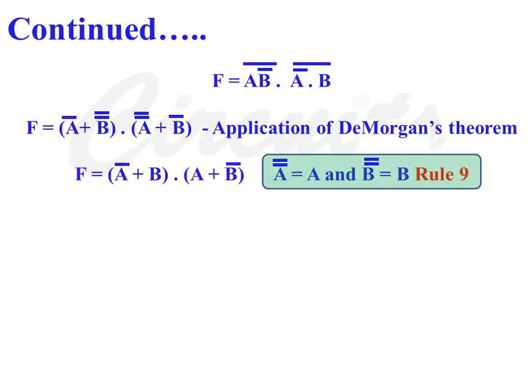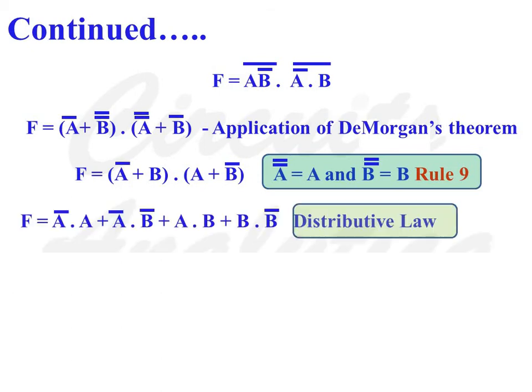As B double bar is equal to B and A double bar is equal to A, this equation can be written as F is equal to A bar or B and A or B bar. Now opening the brackets, we can write F is equal to A bar and A or A bar and B bar or A and B or B and B bar.